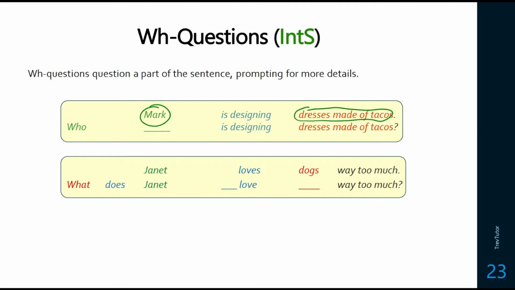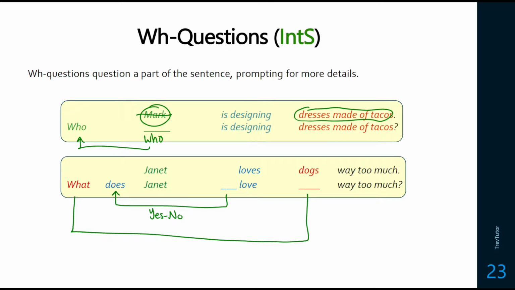So in the first case, who is designing dresses made of tacos? We've essentially taken Mark, we've eliminated the name, we've replaced it with who, and then we've done some movement out front. It might not seem like movement needs to happen in this case, but for consistency, it will. Now, in the case of what does Janet love way too much, for Janet loves dogs way too much, we do see auxiliary movement for a yes-no question. So first yes-no movement's happening, and then the thing that we're questioning is being moved from its original noun phrase direct object position, and now we have the WH question forming.